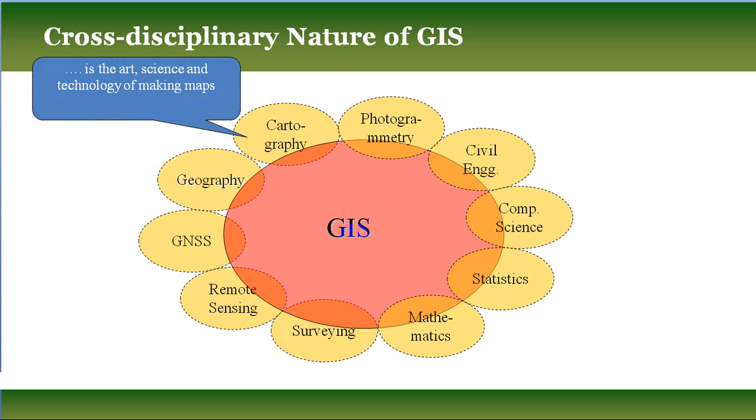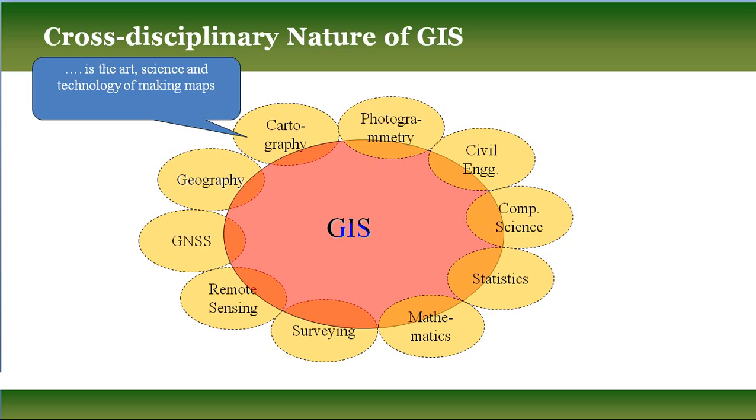So the first one, as you know, is cartography. It is the art, science, and technology of making maps. Or in other words, we may say that it is the study and practice of making and using maps.